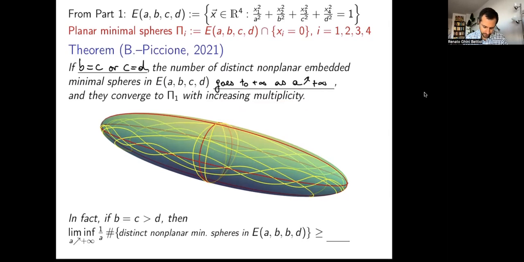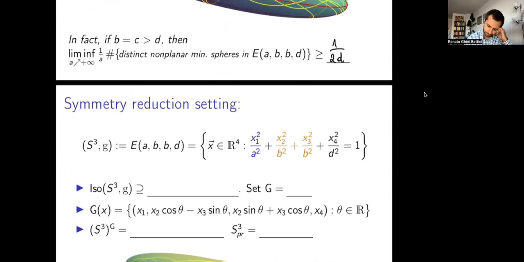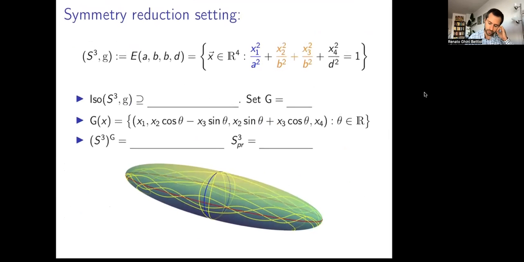So we can actually even give more precise information if, say, I set B to be equal to C, so we have something a little more concrete. Then the lim-inf of the number of distinct non-planar minimal 2 spheres, meaning up to congruences, divided by A, is bigger or equal than 1 divided by 2D. Okay, 1 divided by 2 times the smallest semi-axis. All right, so in order to discuss the proof, I'll give a sketch of the proof in the remainder of this part of the talk.